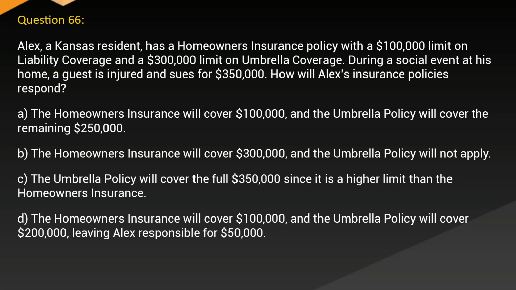A. The homeowner's insurance will cover $100,000 and the umbrella policy will cover the remaining $250,000. B. The homeowner's insurance will cover $300,000 and the umbrella policy will not apply. C. The umbrella policy will cover the full $350,000 since it is a higher limit than the homeowner's insurance. D. The homeowner's insurance will cover $100,000 and the umbrella policy will cover $200,000, leaving Alex responsible for $50,000.